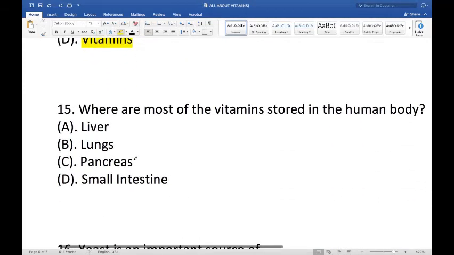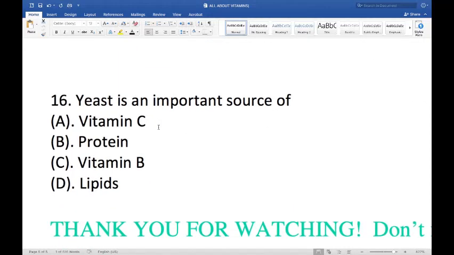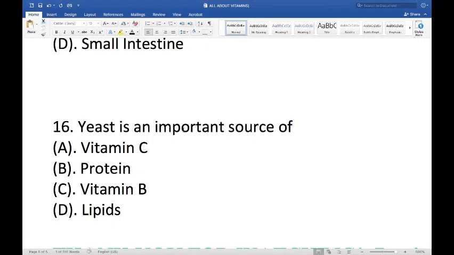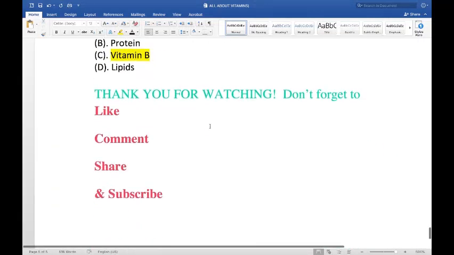Moving on to the next. Where are most of the vitamins stored in the human body? Is it the liver, lungs, pancreas, or small intestine? And the right answer here is liver. Liver stores vitamin A, D, E, K, and B12. Next question. Yeast is an important source of. So again, if you would like to refer back to the table, you would know that yeast is essential for vitamin B.